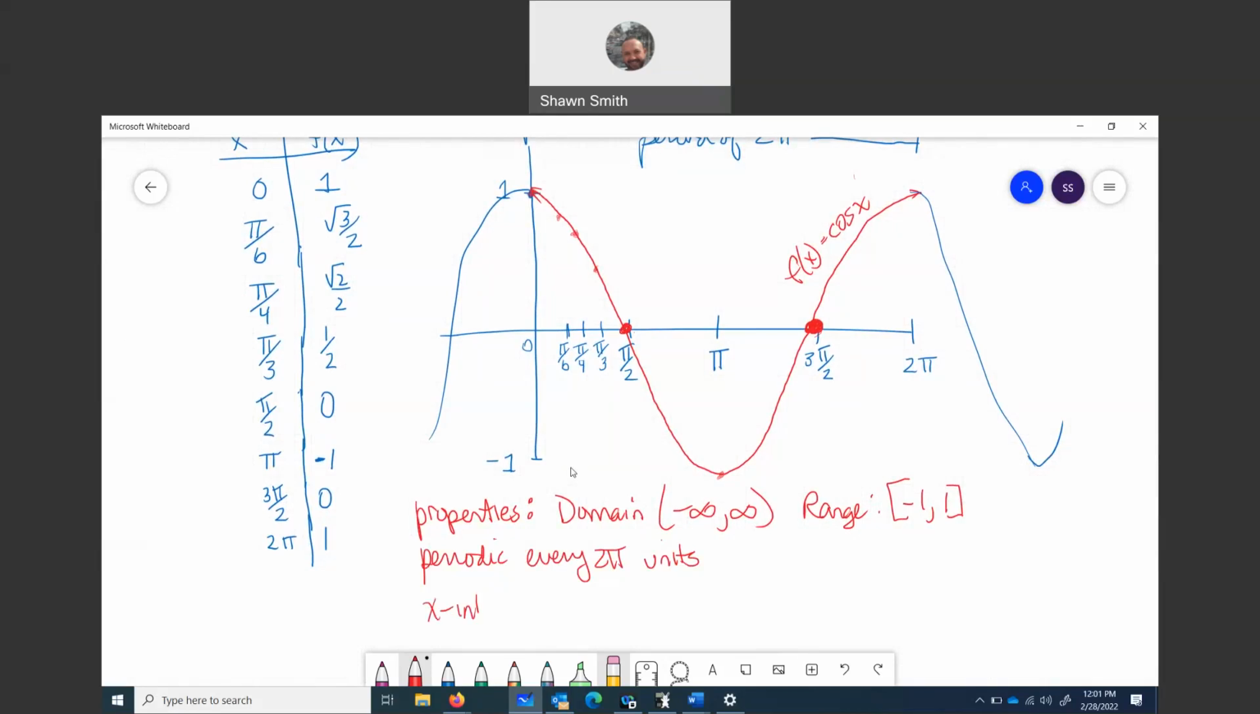The x-intercepts. These are at pi over 2, 3 pi over 2. If you keep on going, see the pattern. 1 pi over 2, 3 pi over 2, 5 pi over 2, 7 pi over 2, so forth. All as well as their negatives. All over 2. So these are odd multiples of pi over 2.